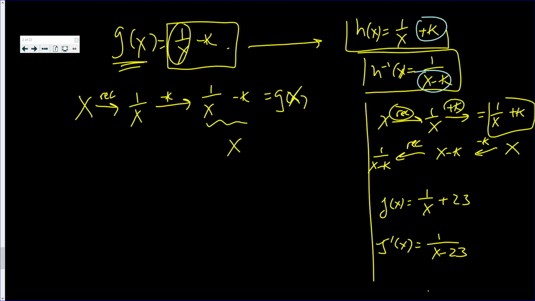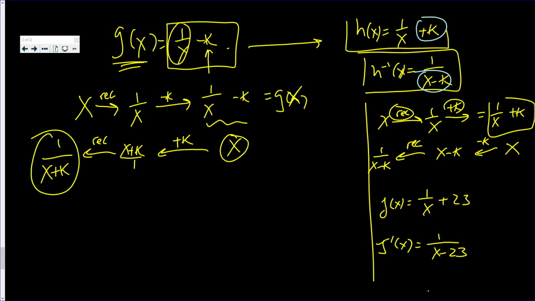Call this x. To undo taking away k, we add k. To this, we have x plus k. And to undo taking the reciprocal, we take the reciprocal. And we get 1 over x plus k. So yeah, if this says 1 over x minus some number, notice the minus k is not in the denominator. But here, it goes in the denominator, and it becomes 1 over x plus k. That's pretty nice.